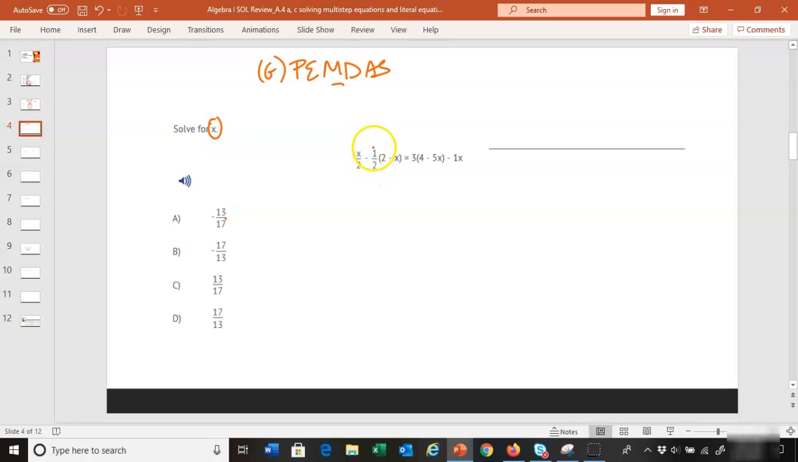This negative 1/2 is in front of the parentheses, so we're going to multiply everything on the inside by that negative 1/2, because that's x over 2 minus 1/2. So negative 1/2 times 2, and then negative 1/2 times negative x. And then we can keep distributing. 3 times 4 minus 3 times 5x. I'm just writing it all out so you guys can see it.